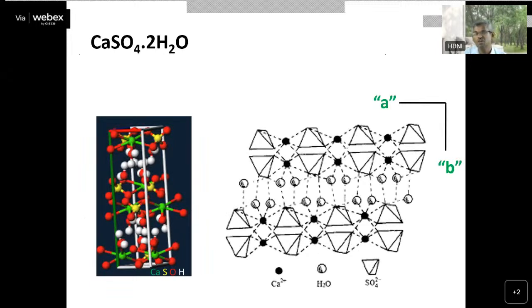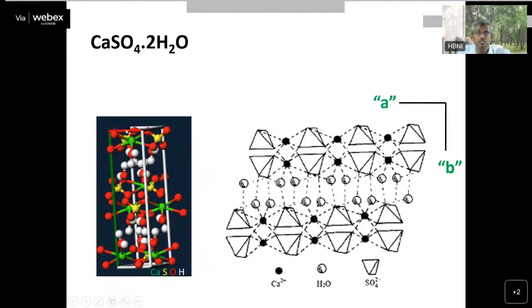So just for the sake of completion, I thought I will show you the calcium sulfate structure also. Calcium sulfate, hydrated calcium sulfate. The water molecules are there inside the layers. You see here, these are the water molecules, H2O molecules here. They are in between the layers. The layers are formed by CaO8. You see the green color is Ca.